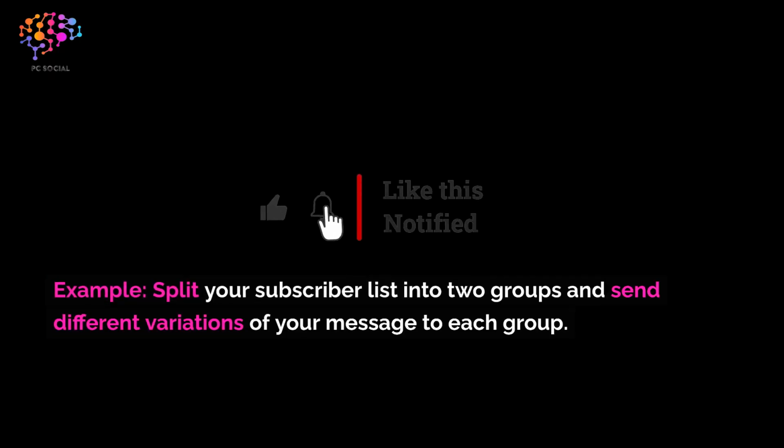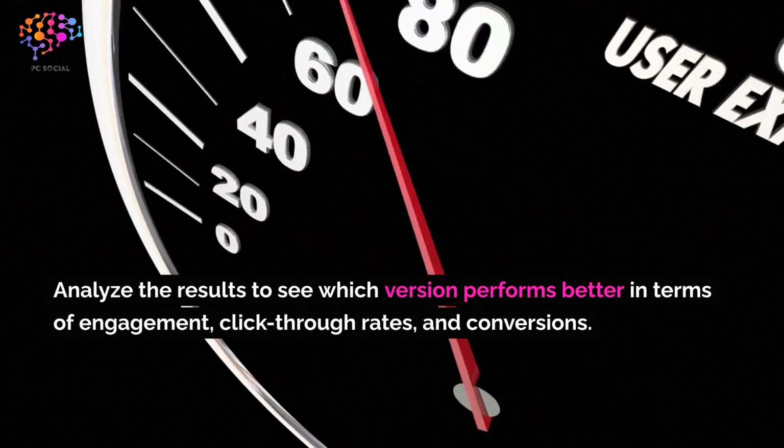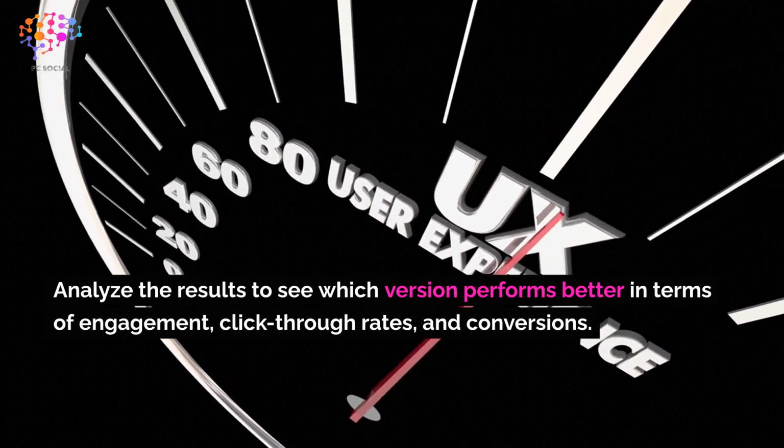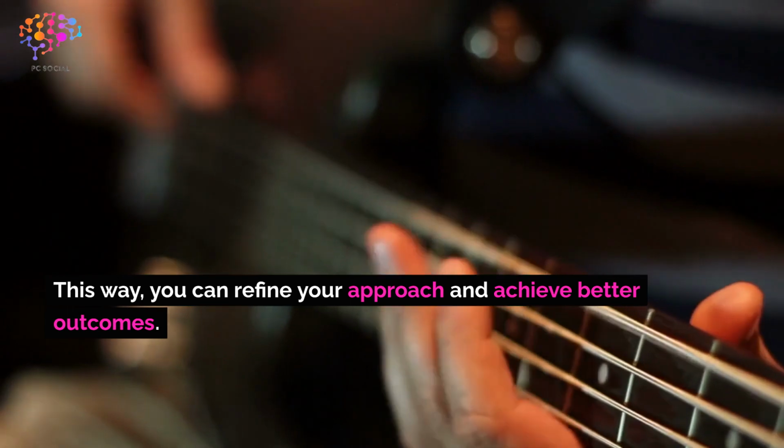Example: split your subscriber list into 2 groups and send different variations of your message to each group. Analyze the results to see which version performs better in terms of engagement, click-through rates, and conversions. This way, you can refine your approach and achieve better outcomes.